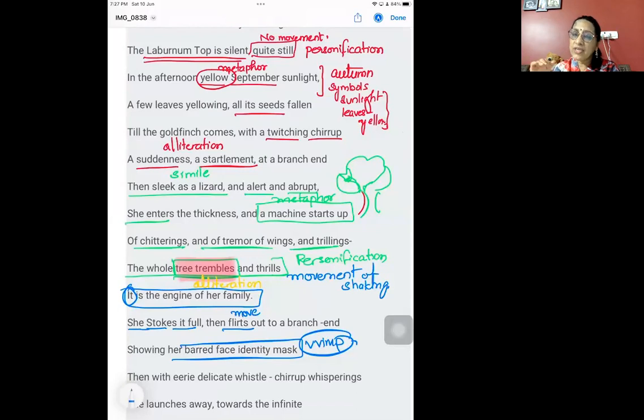Showing her bars means when she is moving on the branch end, when she is going outward from the branch, what happens is the shadow of the leaves is hiding her face. When you wear a mask, your complete face cannot be seen. When you are masked, your whole face is not visible. Similarly, her face is hidden due to the shadow of the leaves. Showing her barred face identity mask, meaning until now her face was hidden. Now it is visible. Her face is visible.